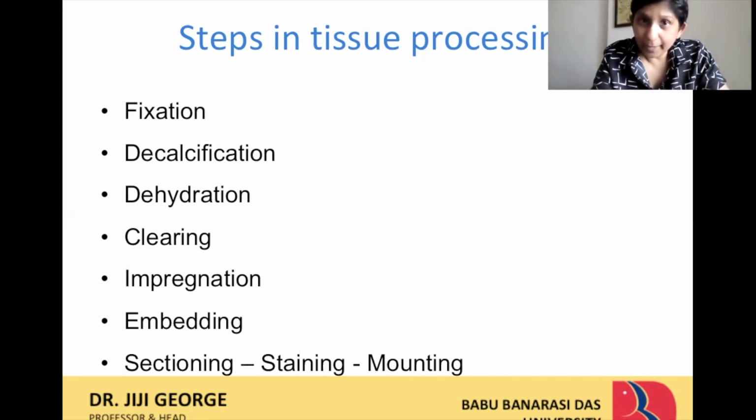So when you get a biopsy of tissue, a living tissue, you first fix it and you take it through these tissue processing techniques. Ensure that the tissue is rigid enough so that you can cut sections and see it under a microscope. So this is basically the role of a pathologist.